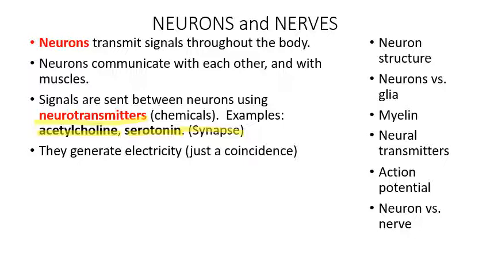Now, neurons, when they're talking to each other or when they're talking to muscles, do generate a little bit of electricity, but that's just a coincidence. The actual communication that takes place between one cell and another takes place due to the neurotransmitters, due to the chemicals, not the electricity. These cells, neurons, do produce electricity, but it's just a coincidence.